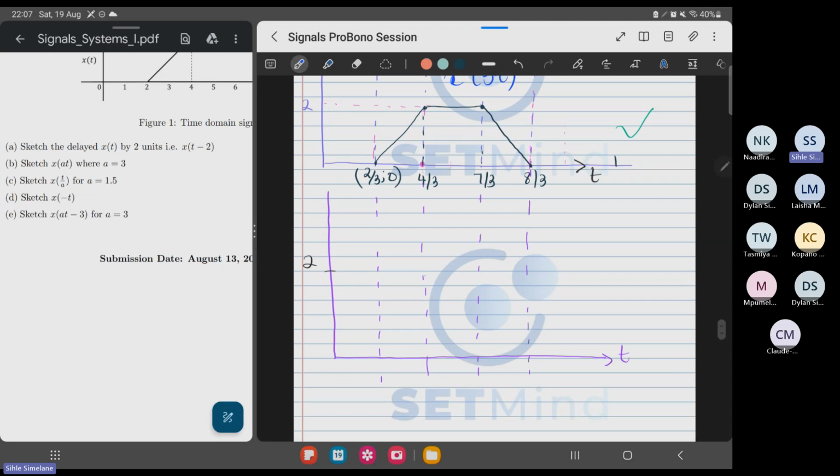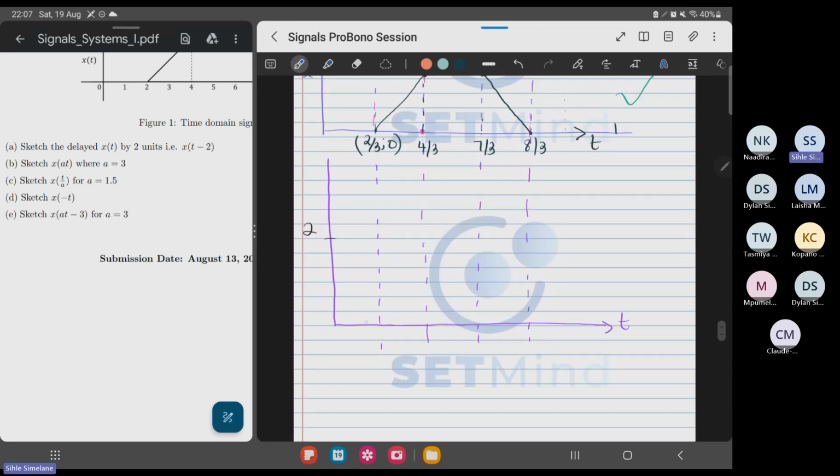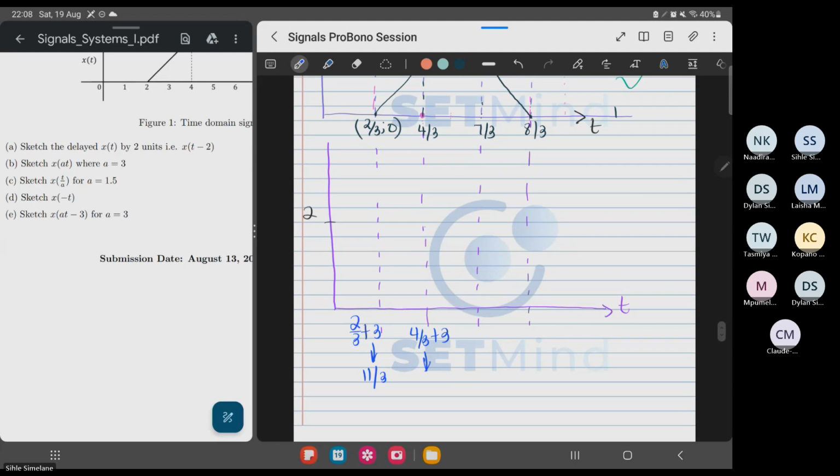So if we do 2 over 3 plus 3, what is the answer? 11 over 3. And then that one we will do 4 over 3 plus 3. Please give me the answer. 13 over 3. And then we do 7 over 3 plus 3. What is the answer?